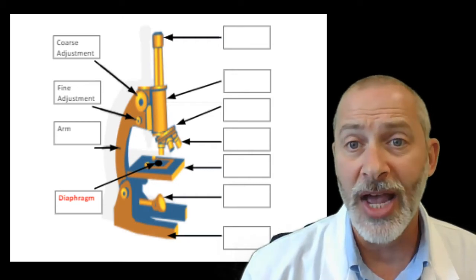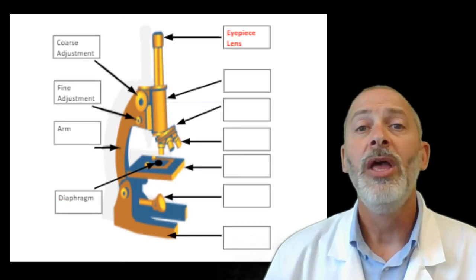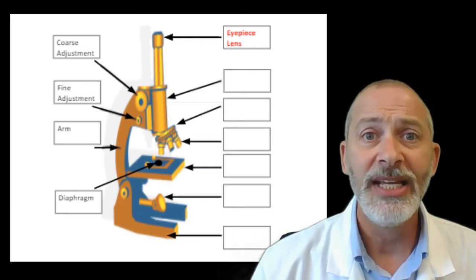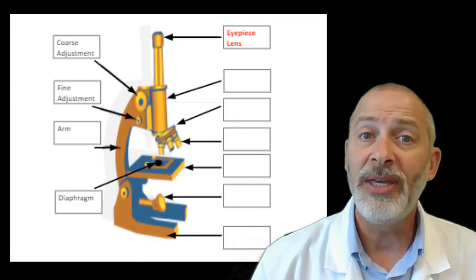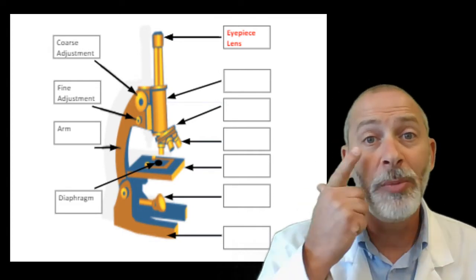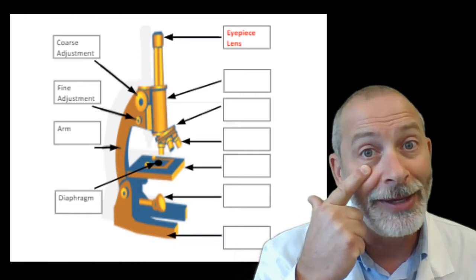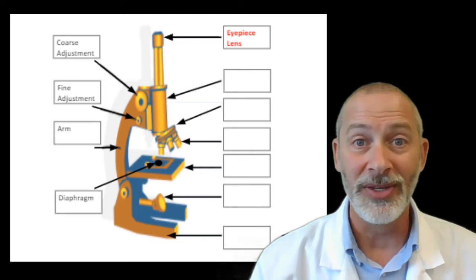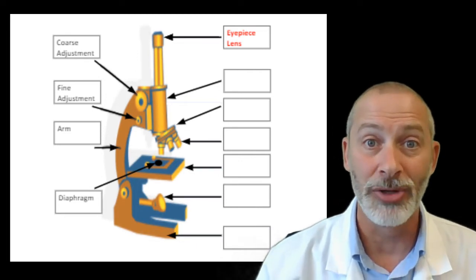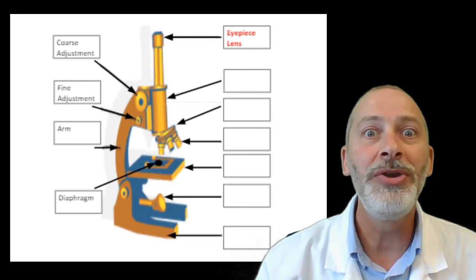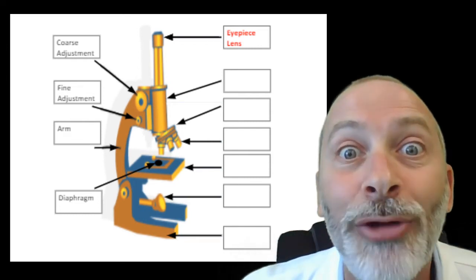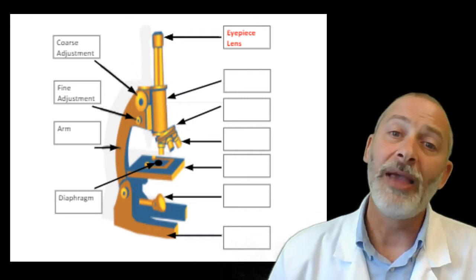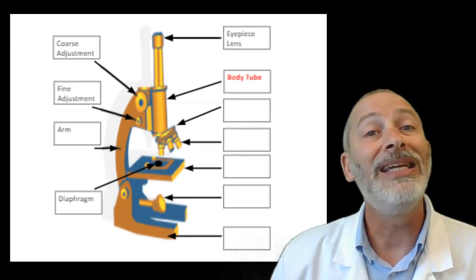Now to the right-hand side of our diagram here. From the very top, we have the eyepiece lens. The eyepiece lens is the one that will be closest to your eye. That's why we call it an eyepiece lens. It's through the eyepiece lens that you will be looking into your microscope and exploring the wonderful world of microbiology. And we view through the eyepiece lens right through the body tube.